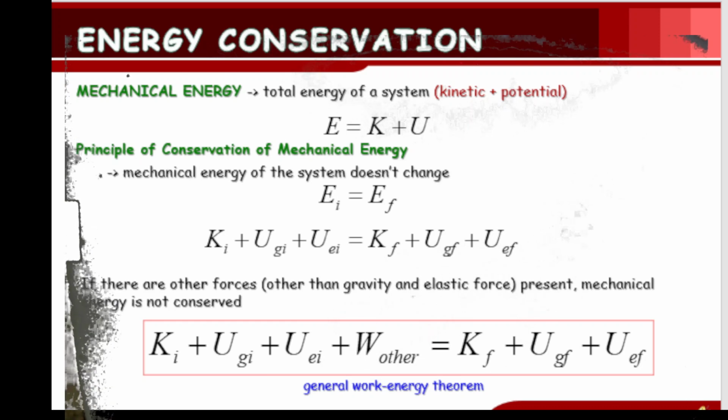Okay, so what are the situations wherein there is work done by other forces? Say for example, friction. If there's a presence of friction, there will be work done by the friction other than the gravity or other than the elastic force. In that case, mechanical energy is no longer conserved. We cannot use this formula anymore, but we will be using the general work energy theorem.